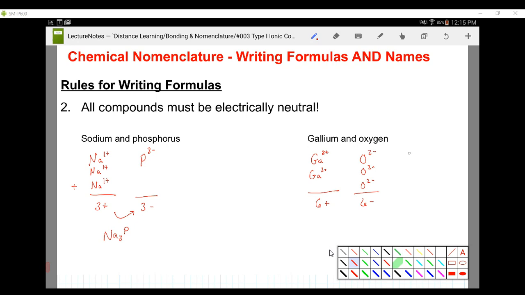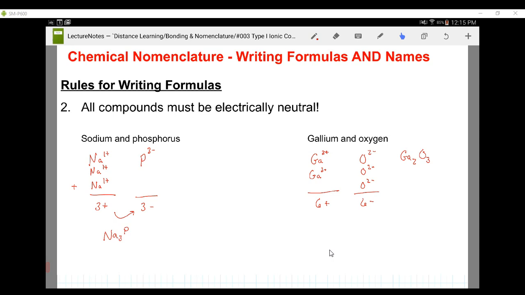That means that the formula unit when I put these things together is Ga2, because there's 2 galliums, and O3 for my 3 oxygens. And that would be the repeating unit throughout the entirety of the crystal. The more we practice these, hopefully the less you'll be relying on the periodic table of ions sheet.